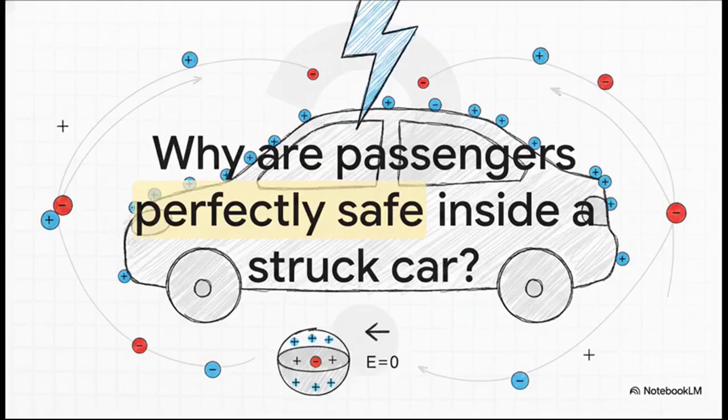But here's the question to chew on. If Gauss's law dictates that the charge resides entirely on the outside, what happens if that surface shape isn't a smooth car, but has sharp, pointed edges? Keep asking questions and keep exploring.